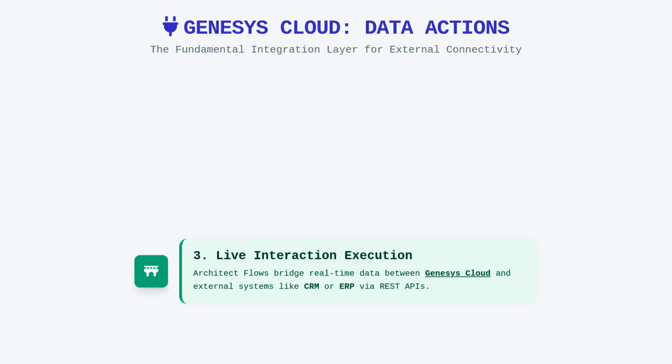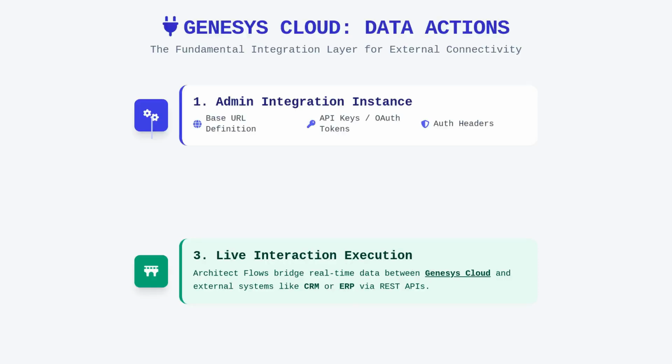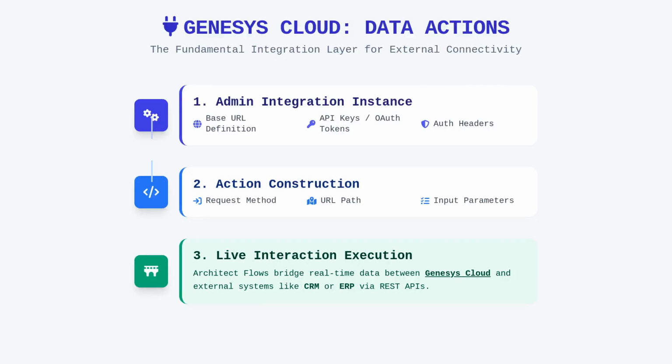Before a data action can execute, it must be properly defined within an integration instance in the Genesys Cloud Admin panel. This involves specifying the base URL of the service, the required authentication headers, and the security credentials, such as OAuth tokens or API keys, needed to access the target system. Once the integration is established, you construct the data action itself, which specifies the request method, the URL path, and any mandatory input parameters that the flow will provide when calling the action.